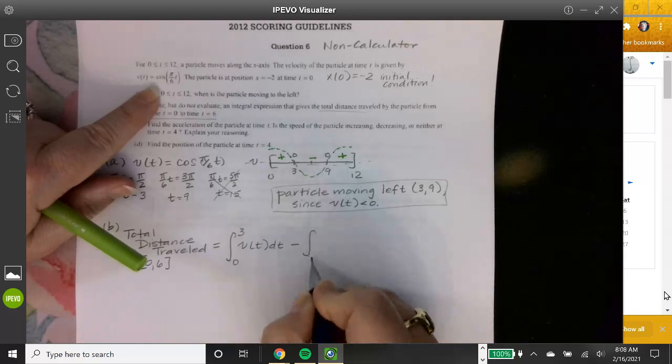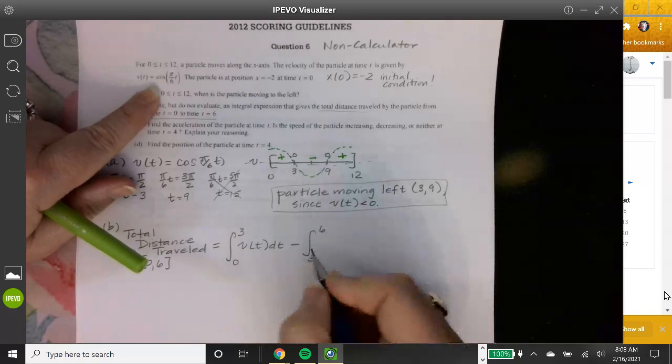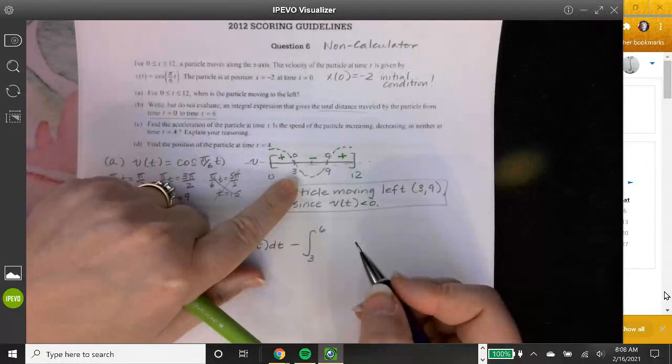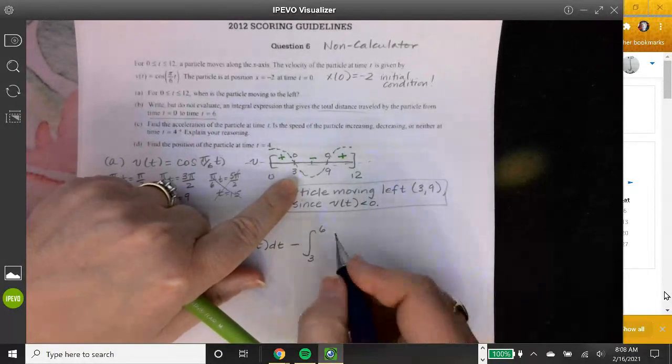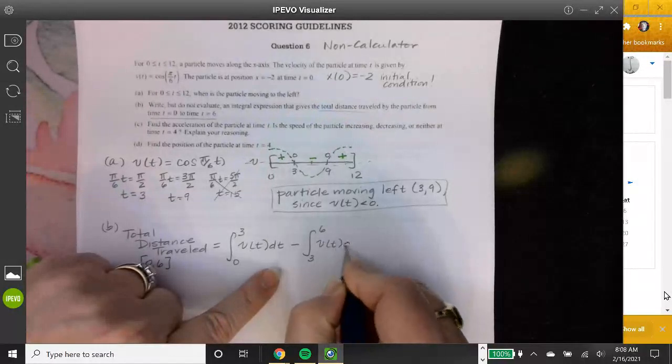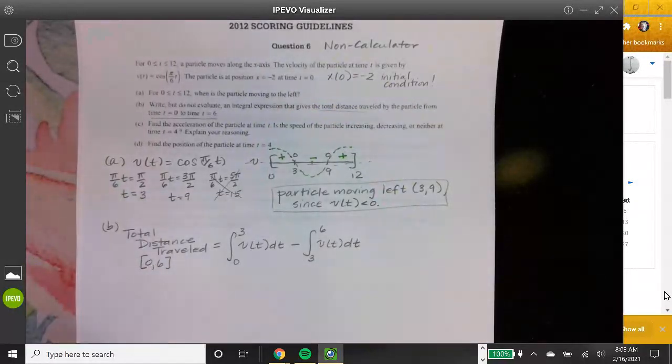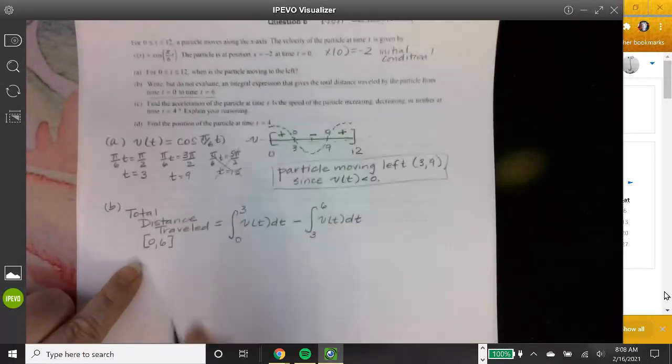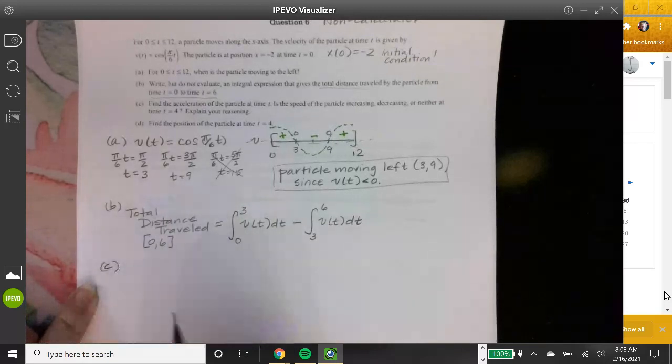Minus the integral from 3 to 6. Now why did I subtract? Because I knew the area under the curve here is negative. So subtracting a negative area makes it positive, and I can say that is my expression for total distance traveled from 0 to 6. Okay, so that's part B.